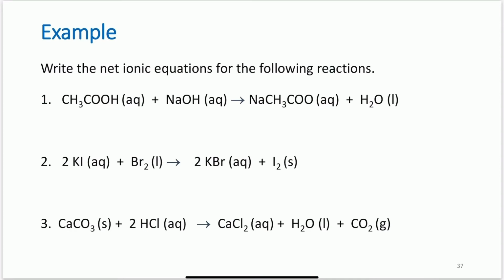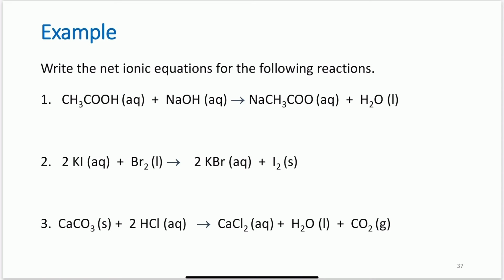So the first example has acetic acid and sodium hydroxide reacting to produce sodium acetate and water. This one's kind of tricky because acetic acid is a weak acid, which means it is not going to completely separate into its individual ions. Some of it separates, which allows it to react, but not all of it. So for the reaction, I'm going to continue to write it as a full acetic acid molecule.